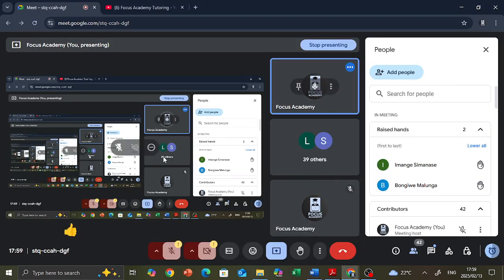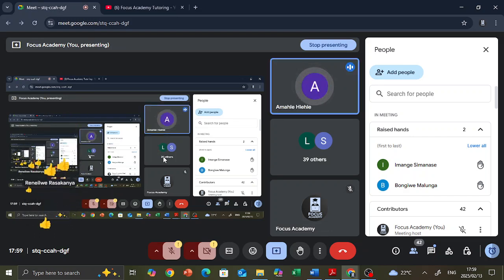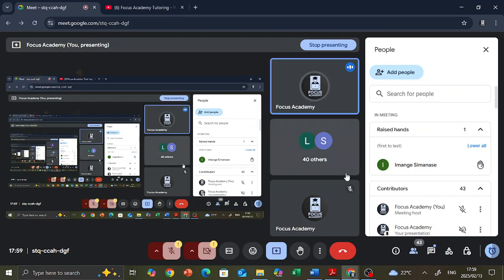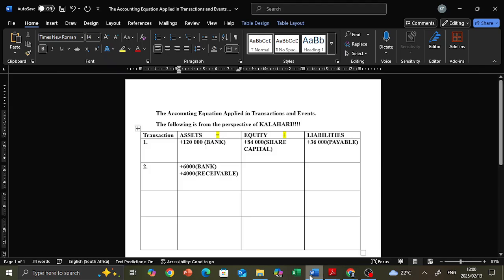Okay, like I get it. Can you please try to explain more on the 4,000 part? The receivable one. Okay, I'm glad everyone who didn't understand is understanding. If you see your name here on the screen and your hand is raised, you will speak next. Don't worry, I will be with you just now.